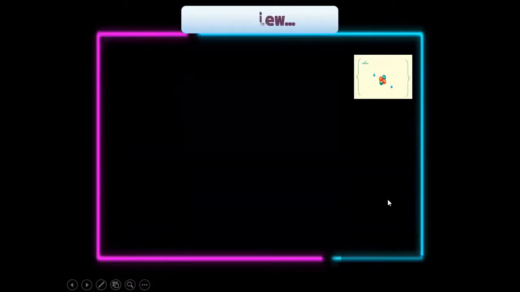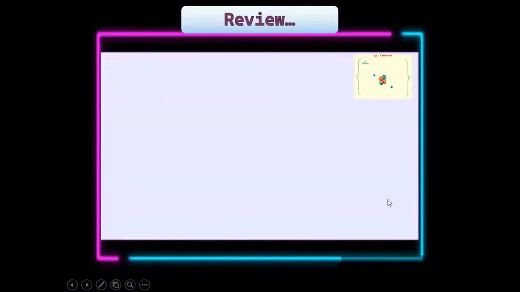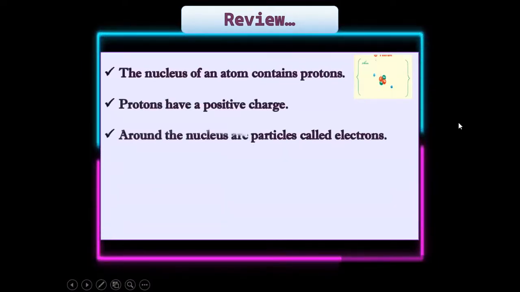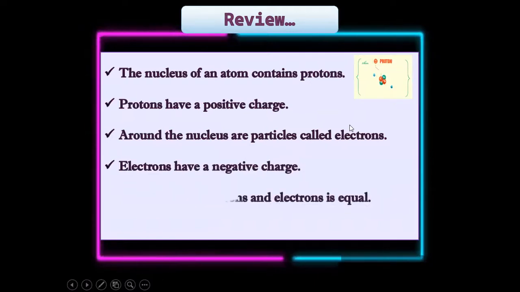Students, everything on earth is made up of atoms. The nucleus of an atom contains protons. Protons have a positive charge. Around the nucleus are particles called electrons. Electrons have a negative charge. The number of protons and electrons is equal. So therefore, atoms are neutral.